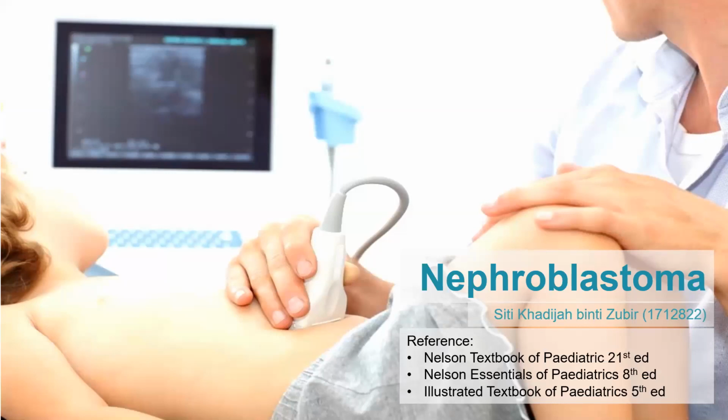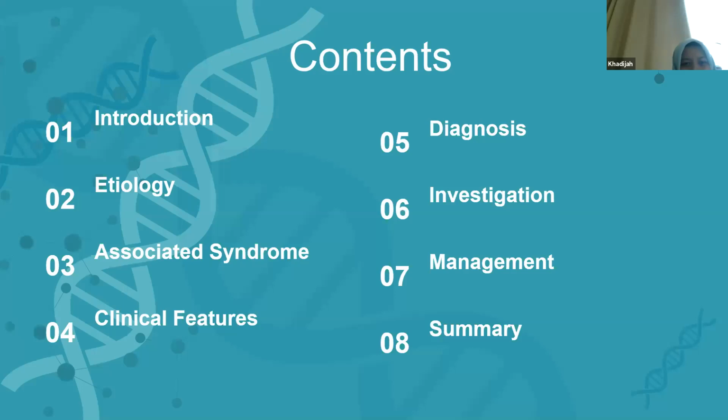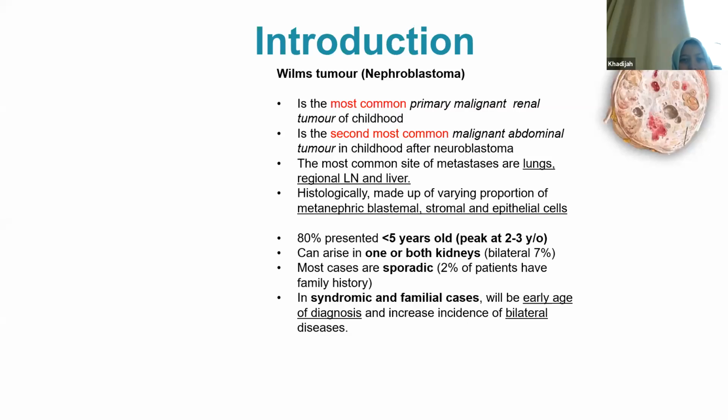Okay, I will be continuing the seminar today with nephroblastoma. So next slide. Okay, this is the outline for the seminar. Next. Okay, for introduction, nephroblastoma, also known as Wilms tumor, is the most common primary malignant renal tumor of childhood.